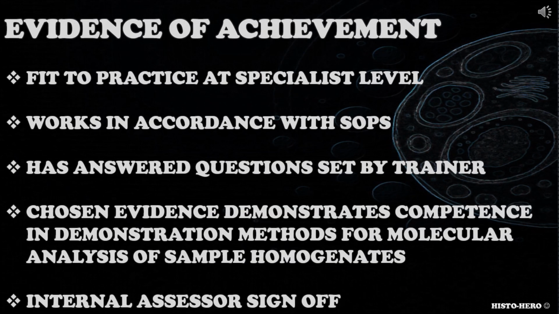Each subsection also has evidence of achievement. This is the part where your training officer signs you off as competent and fit to practice as a BMS at the specialist level. The training officer will confirm that you can work in accordance with local SOPs relevant to this section. They will also confirm that you have answered questions set by them to test knowledge and skills relevant to this section, and they will confirm that your chosen evidence demonstrates your competence relevant to this section. You will need to be signed off as competent by an internal assessor for this section. This can be your training officer, a senior BMS overseeing this section, or a training lead.